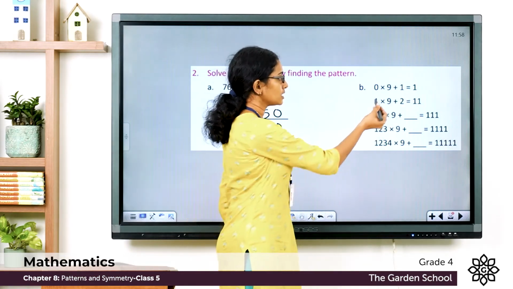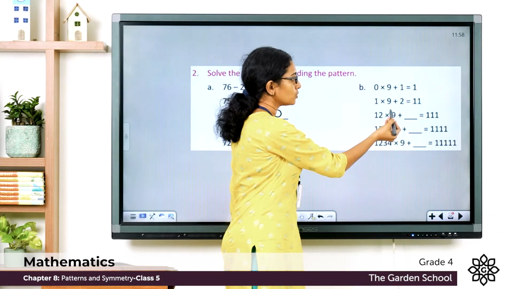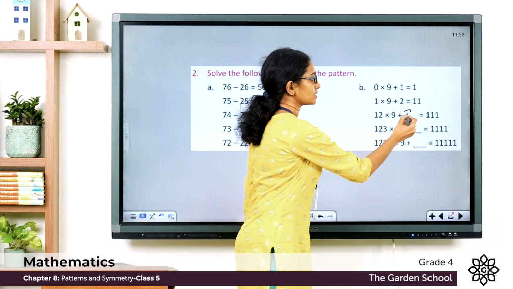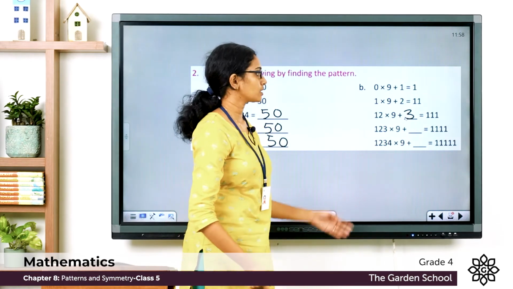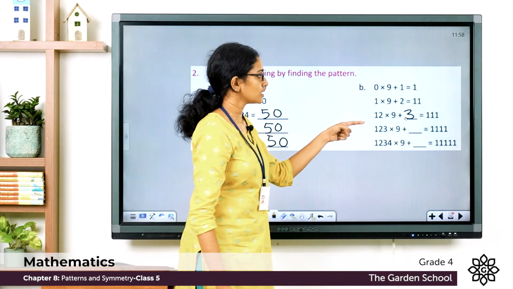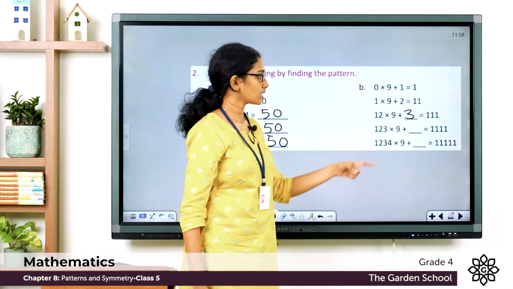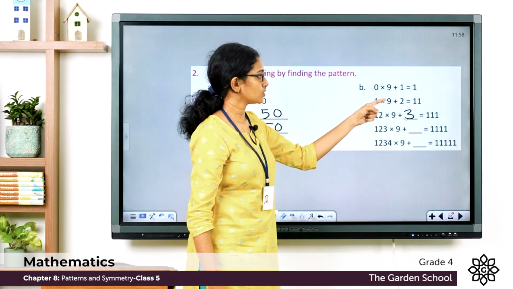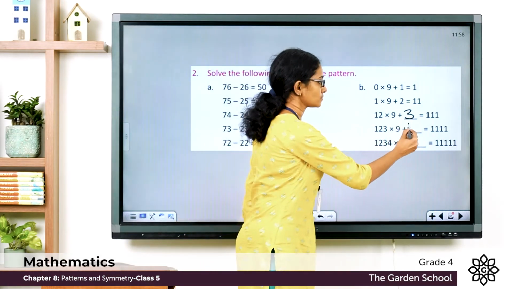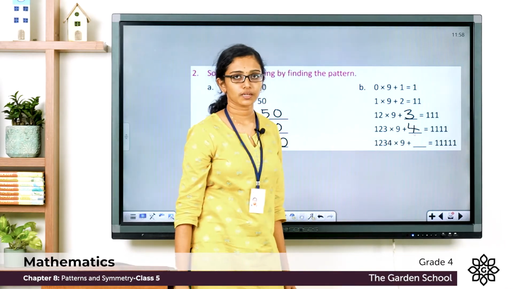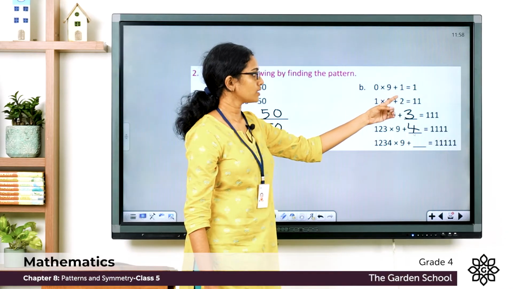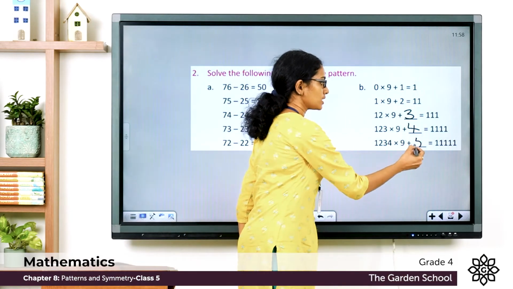In the next line, it's 0, 1, then 1, 2 into 9 itself plus 1, 2. What would be next? It would be 3. Then the answer is 111. The next line would be 1, 2, 3, and the multiplier into 9 remains the same. Plus 1, 2, 3, so here it would be 4. Then the answer is 1111. Now, in the next line, 1, 2, 3, 4 into 9 plus 1, 2, 3, 4. Here it would be 5.